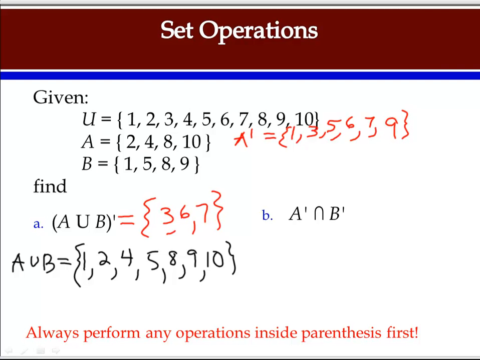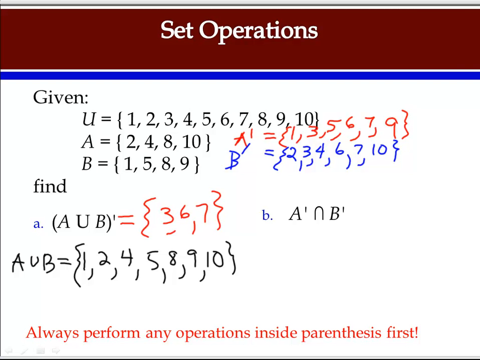Now let's find the complement of set B. That is B prime. And B prime has to be all of the elements in the universal set that are not in set B. So we don't want to include the 1, the 5, the 8, or the 9, meaning we would include the 2, the 3, the 4, the 6, the 7, the 10.